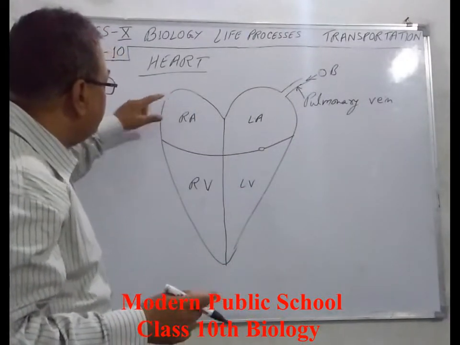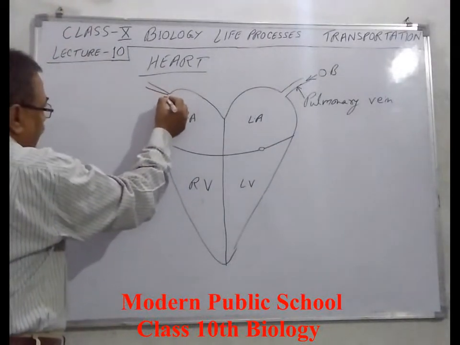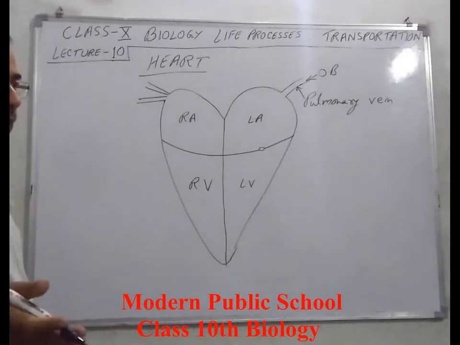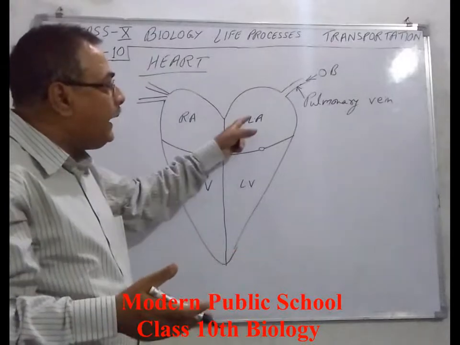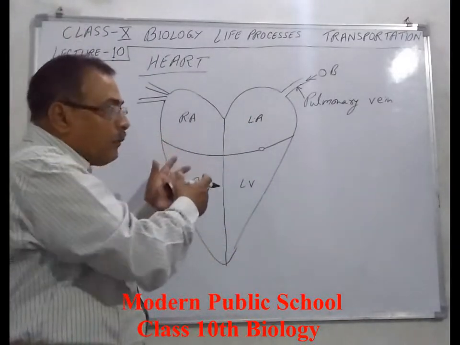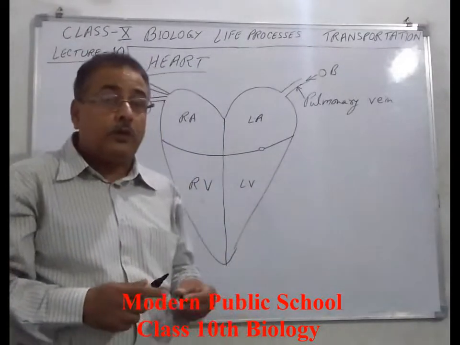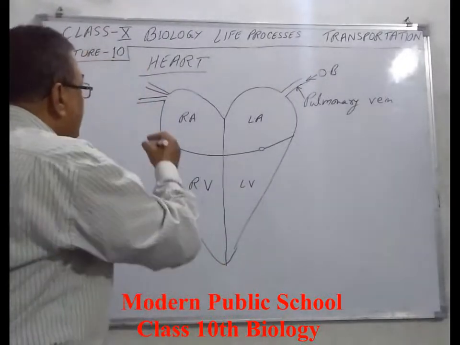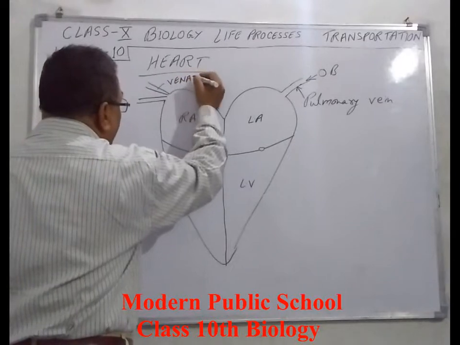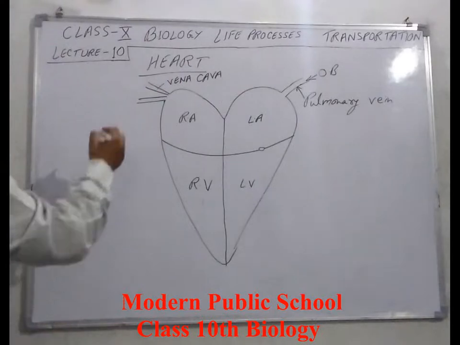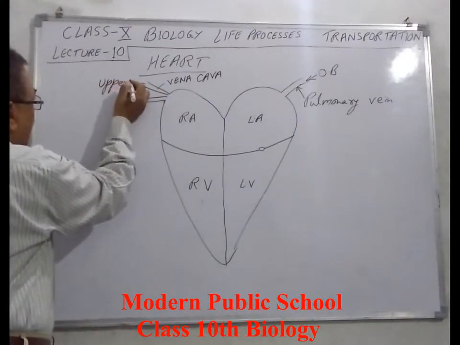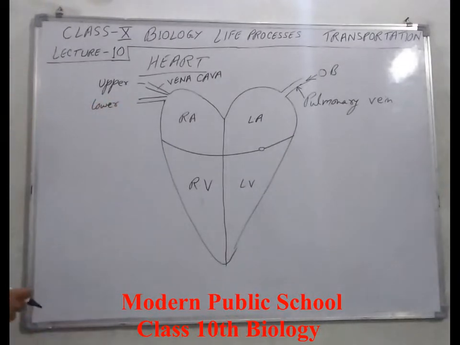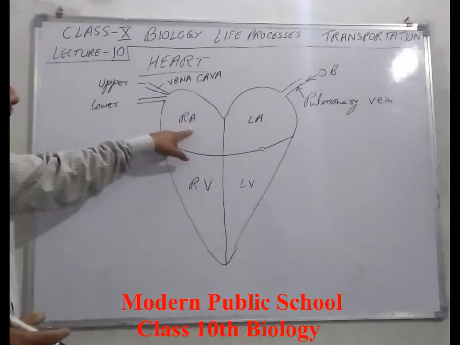Same like here, in the case of the right atrium, vena cava are present, which bring deoxygenated blood from all over the body. One thing becomes clear here, that the left atrium will receive oxygenated blood and the right atrium will receive deoxygenated blood. Oxygenated blood is blood which contains oxygen; deoxygenated blood is blood whose oxygen has been utilized. These vessels are termed vena cava. It is the upper vena cava, which brings deoxygenated blood from the upper portion of the body, and the lower vena cava, which brings deoxygenated blood from the lower portion of the body to the right atrium.